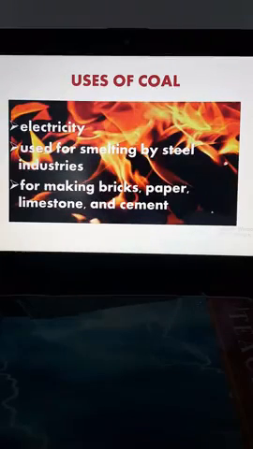Now, moving on, what are the uses of coal? Coal has long been used as an energy source for factories and power plants. Moreover, it's also used for smelting by steel industries, making bricks, paper, limestone, and cement.